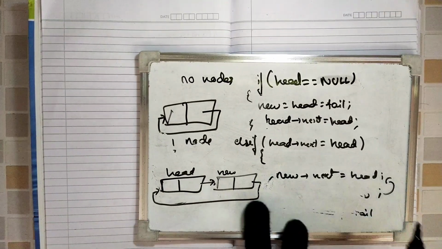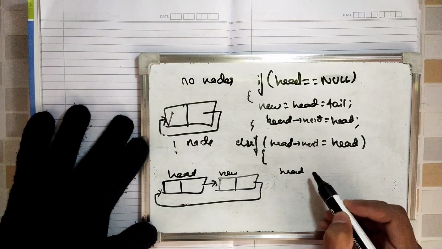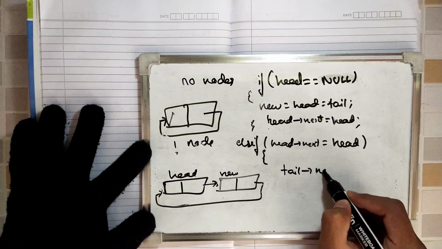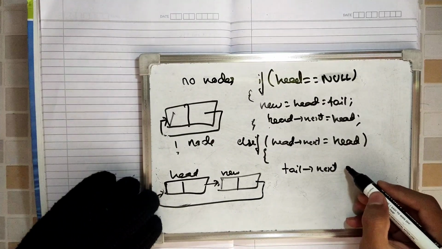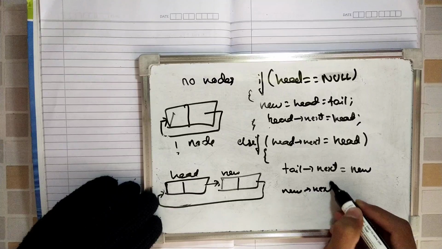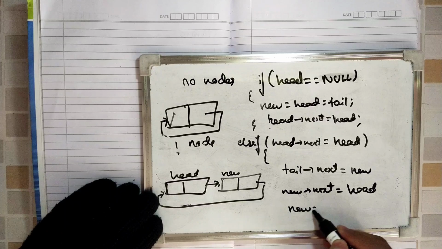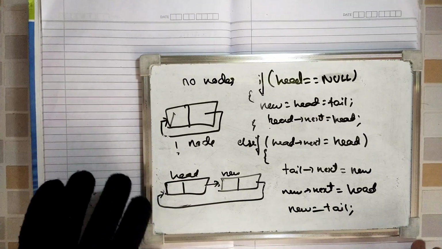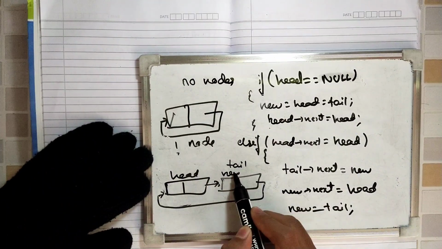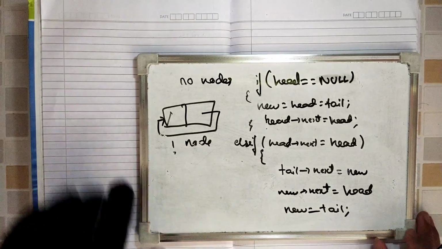Let me rewrite it. This was for beginning insertion. In end insertion, I will say head of next, or else better you use tail of next itself. Tail of next equals to new. New of next, now don't write tail here. It should be head itself, because you go to the first pointer, right? New equals to tail. Understood, right? So tail was here, it jumped here, and new of next became this. So this was your insertion if only one node is there.